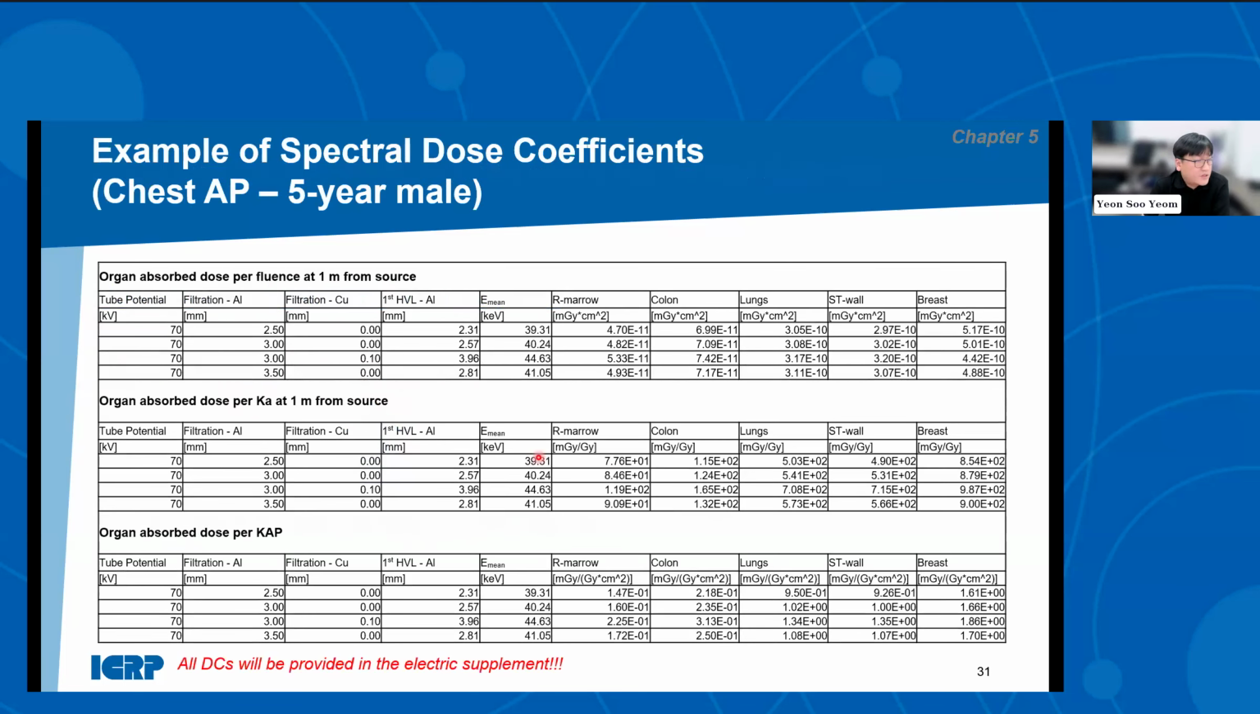This table shows an example of the organ dose coefficients for the chest AP 5-year male, with 4 different filters, at a tube potential of 70 kV. Once again, these are the dose coefficients per fluence, per air kerma, and per KAP. Once again, these coefficient values will be provided in the electronic supplement.